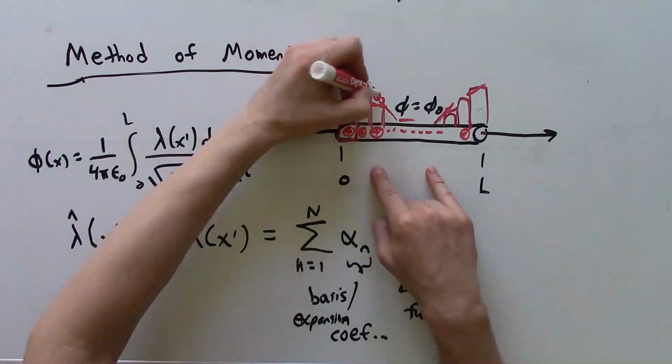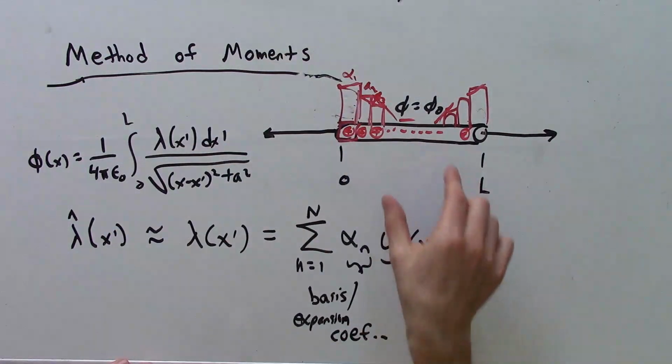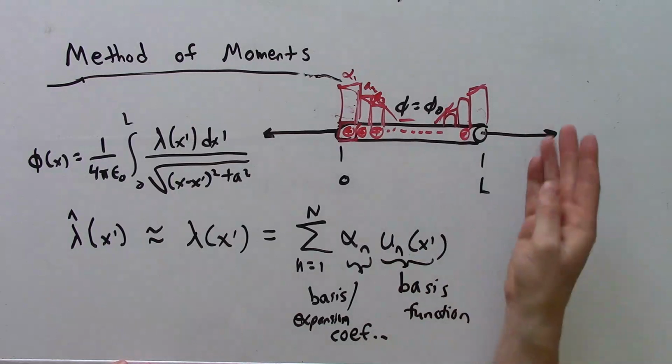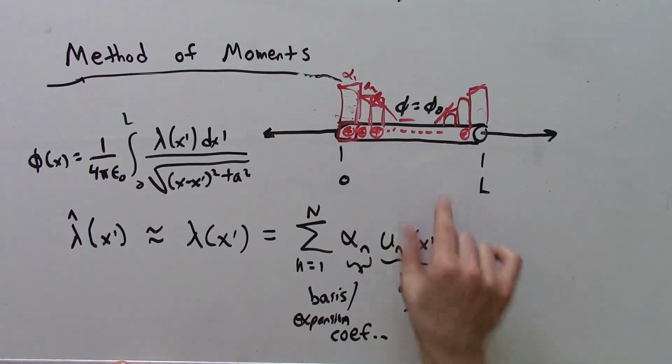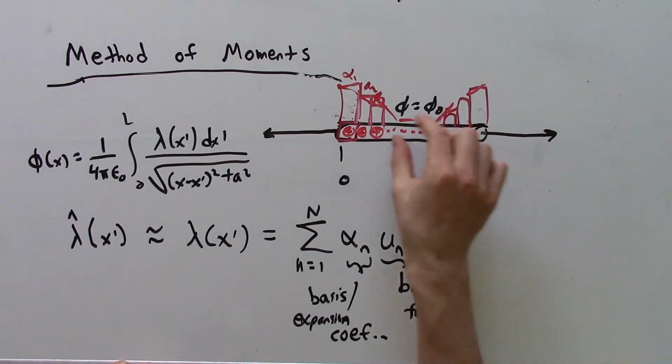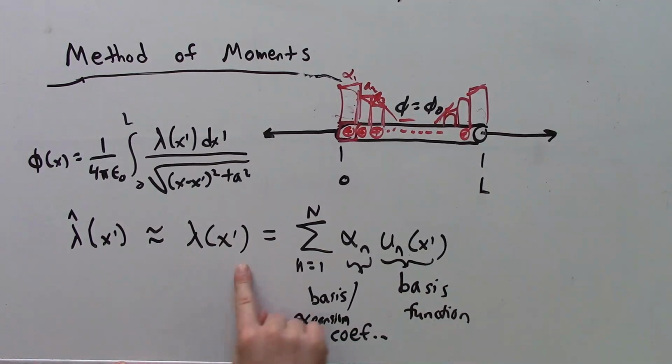You notice, oops, that should be an alpha there. So the idea is, as I chop this up into more and more elements, the approximate basis functions here will become a better and better approximation to the true continuous value.